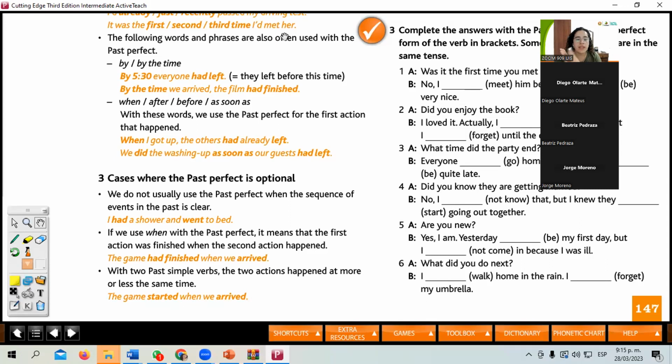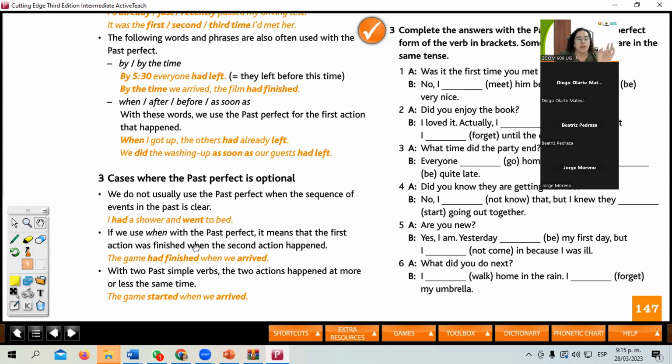When we use when with the past perfect, it means that the first action was finished when the second action happened. Entonces, recordemos, siempre que usamos el when, nos indica que esta acción ya había terminado cuando la segunda acción ocurrió. The game had finished when we arrived. El juego ya había terminado cuando nosotros llegamos. So the action is finished.